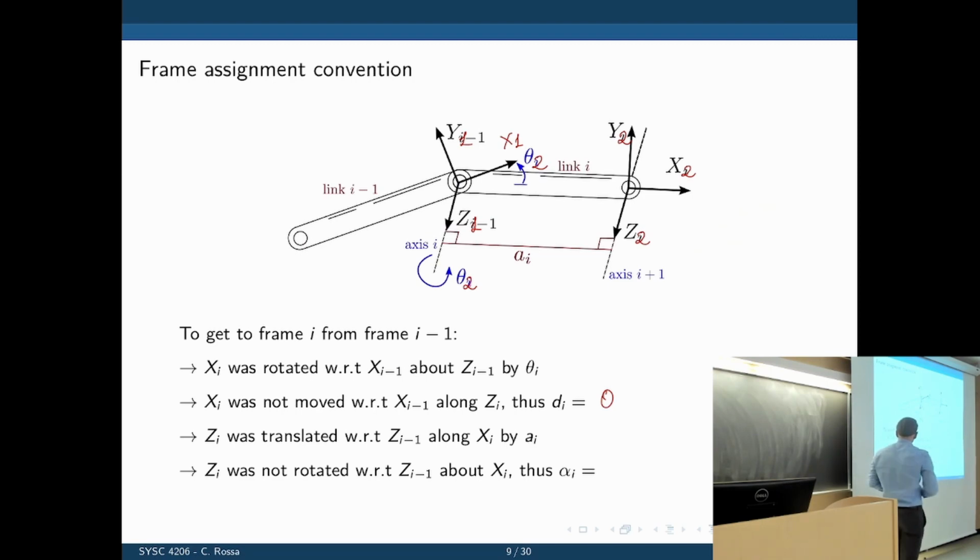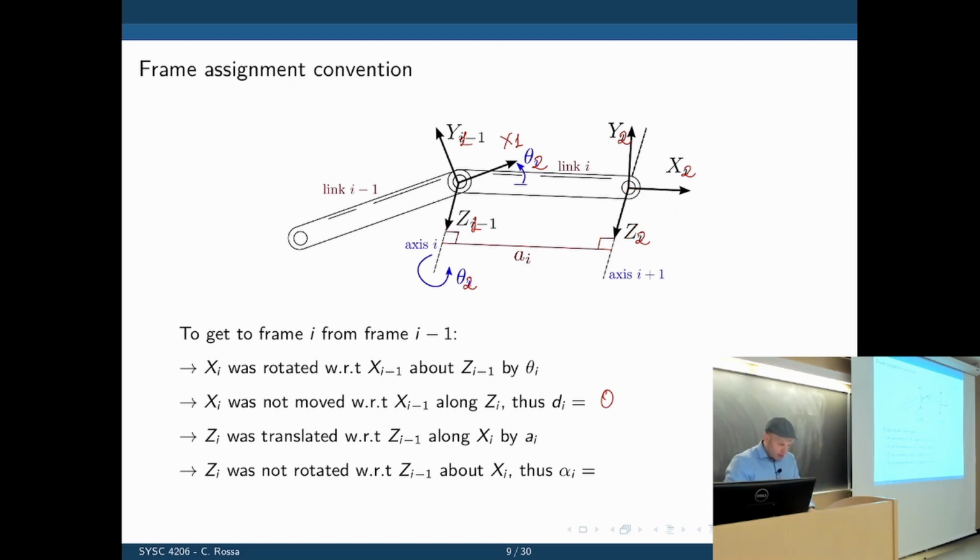The next one is that zi was translated with respect to zi minus 1 along xi by a certain amount. What is that amount? Z1 and Z2 are translated along the line of x2 by a certain amount, and you can see that is ai. So this axis here was translated along that one by an amount ai.